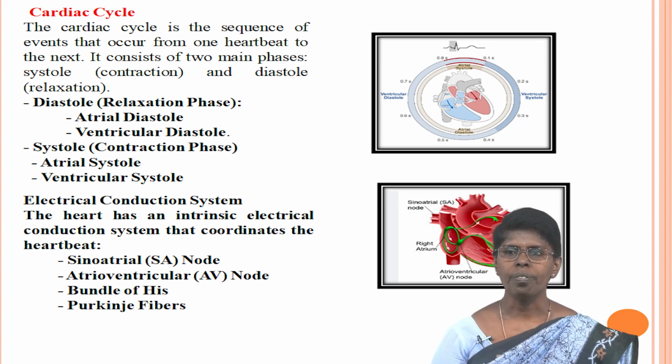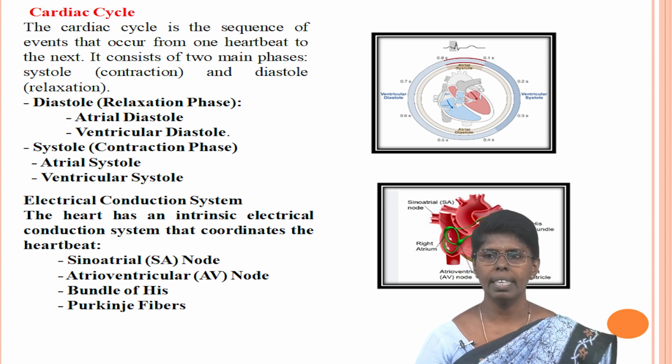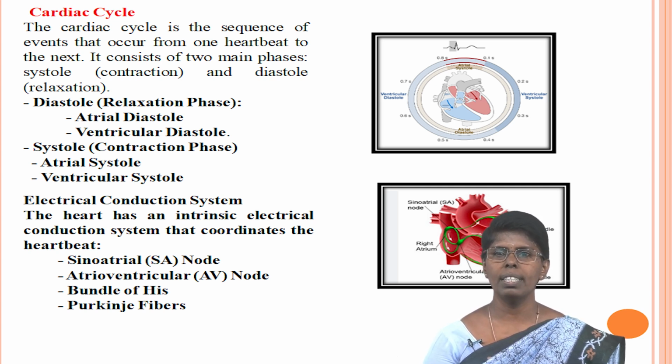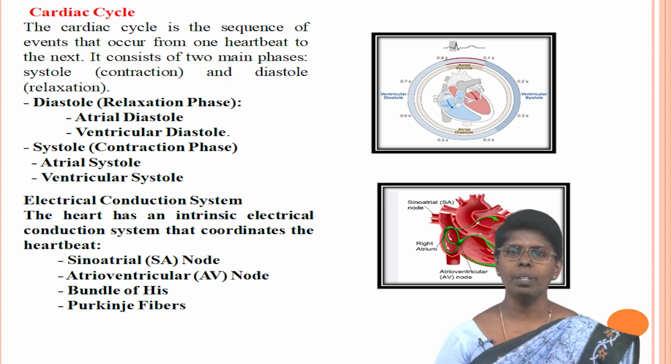Ventricular diastole: the ventricles are relaxed and filled with blood from the atria. The atrioventricular valves, that is the tricuspid and bicuspid valves, are open, while the semilunar valves, that is the pulmonary and aortic valves, are closed. Systole is the contraction phase.